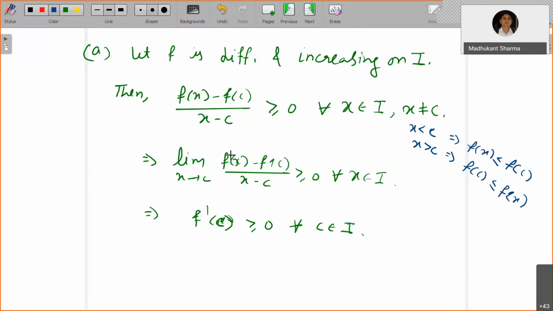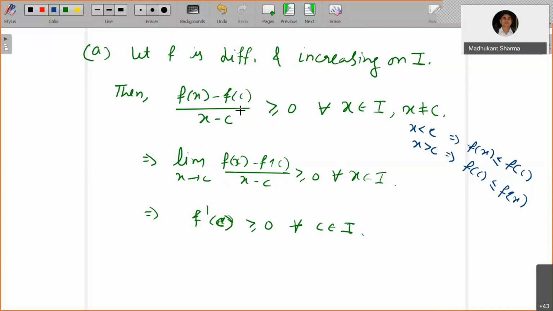Now similarly you can show it for a decreasing function. In the decreasing case it will be less than or equal to 0, and that you can show. Right, so now look at the converse case.